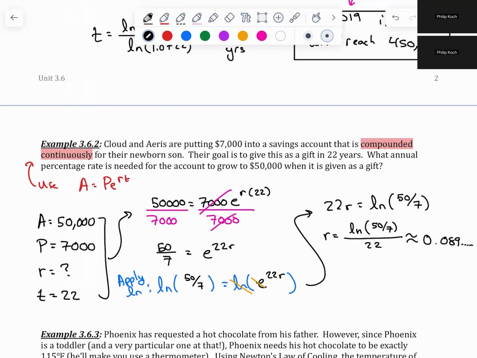It didn't specify, so let's just round it to 2 decimal places, but we want to write it as a percentage rate. We want to write it as a percent. So approximately 8.94%. And if you can get a 9% interest rate, please let me know. I'd love to sign up with that bank.